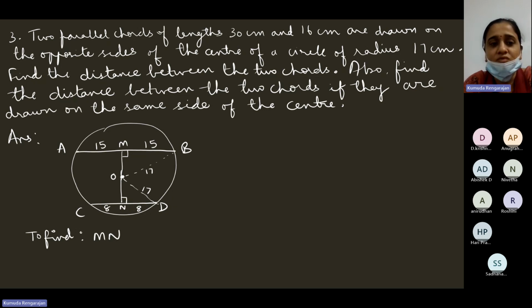Now the first part is to find the distance between the two chords. That is MN. You need to find MN, the length of the line segment MN. The distance between the two chords is MN. So we need to find OM from one right triangle, ON from the other right triangle, using Pythagoras theorem, and find the distance between the two chords. Do that.